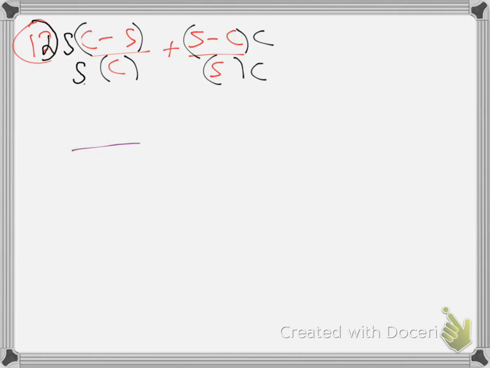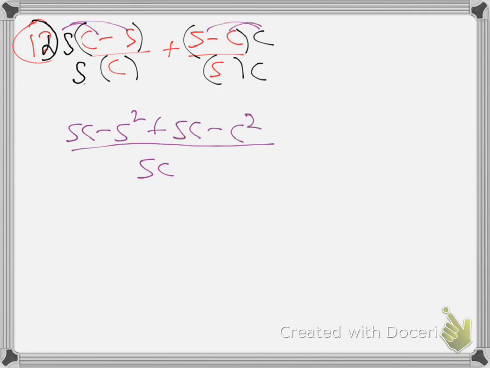Yep, and now it's one big bar with SC. Right, good, because they both have the same denominator, don't they? So just multiply out that top. So that's going to go boom, boom. We get SC minus S squared plus, boom, boom, SC minus C squared. Everybody good to there?